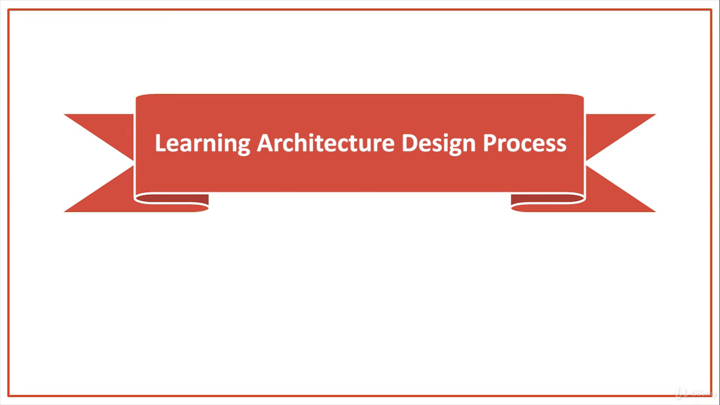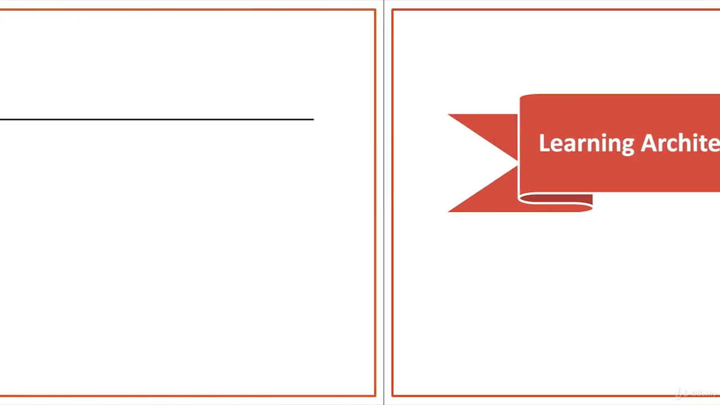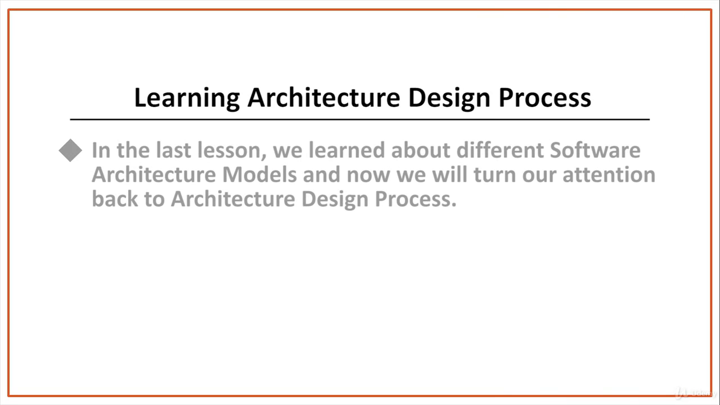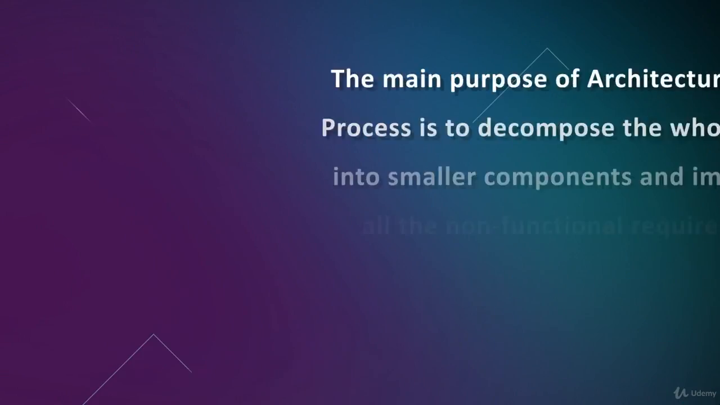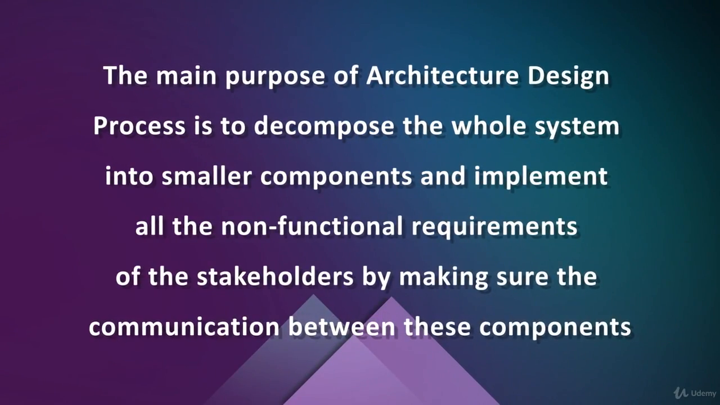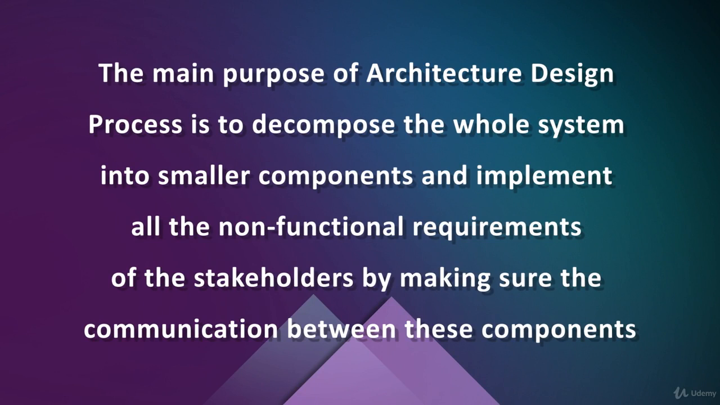In this lesson, we will be discussing the architecture design process. In the last lesson, we learned about different software architecture models, and now we will turn our attention back to the architecture design process. The main purpose of the architecture design process is to decompose the whole system into smaller components and implement all the non-functional requirements for the stakeholders by making sure of the communication between these components.